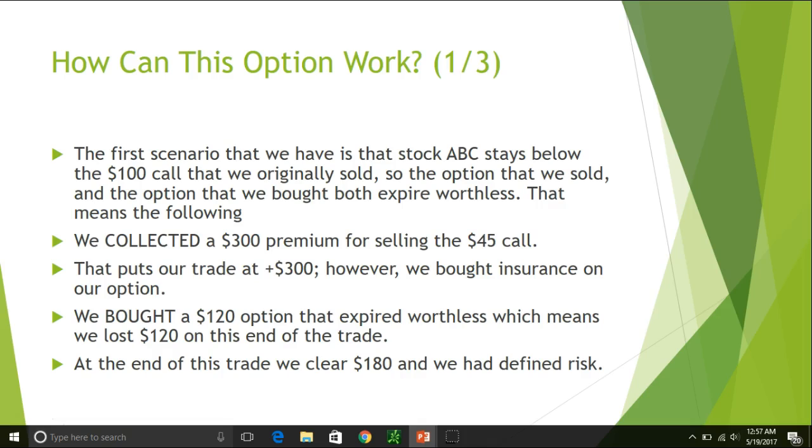And we've defined our risk. We've also kept risk completely out of this trade for the most part because we have been able to buy insurance. We've been able to define our risk, which is something that is very hard to do in the markets. So anytime that you can define your risk and you can find something that is right in your risk tolerance, that is a great, great, great thing for you to do.